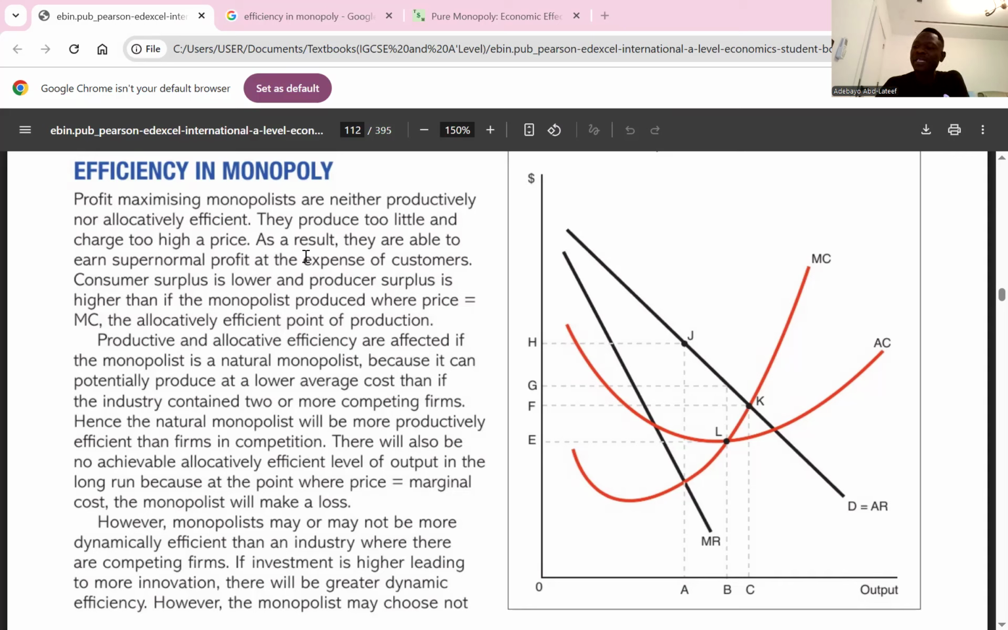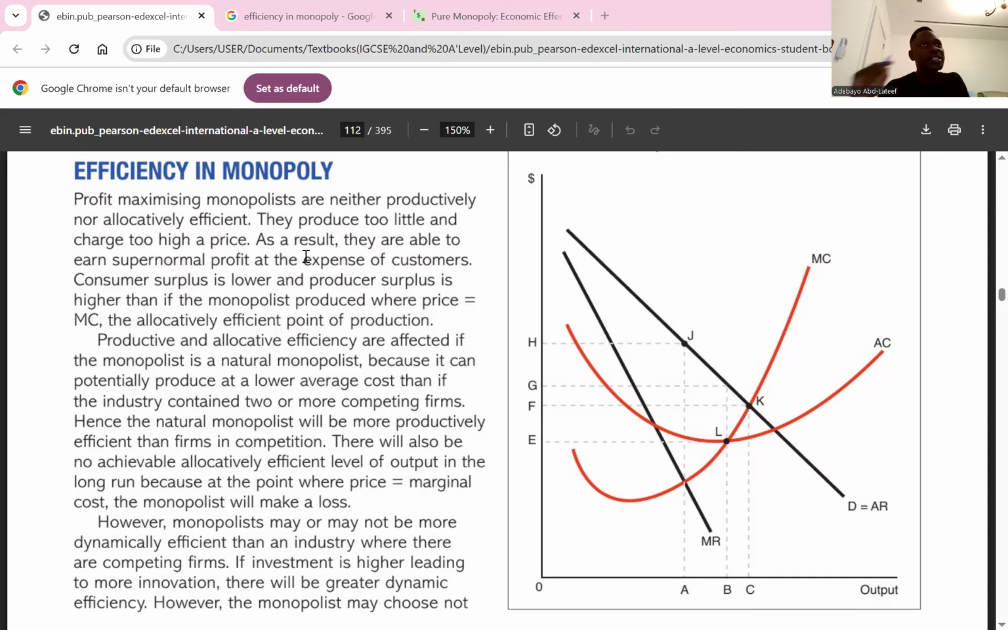But the price is determined by the demand curve. So if the price is determined by the demand curve, but a monopolist wants to produce only where MC equals MR, which simply means that the price a monopolist will sell at will be greater than the marginal cost. Does it make sense to you? The price will be greater than the marginal cost, because a monopolist will produce where marginal cost equals marginal revenue. So P will be greater than MC, and that is allocative inefficiency.